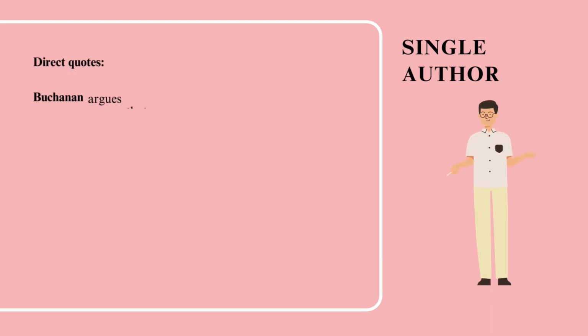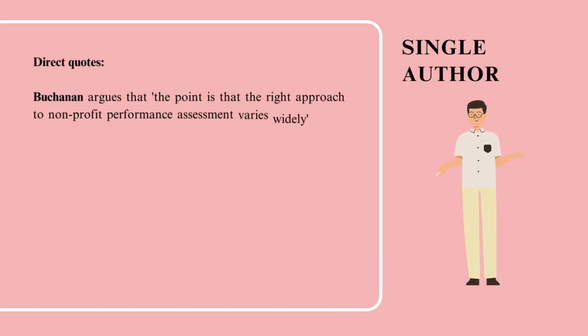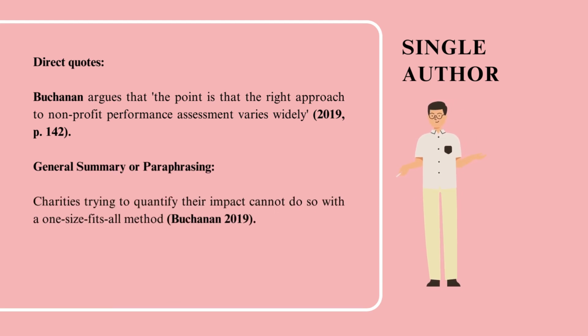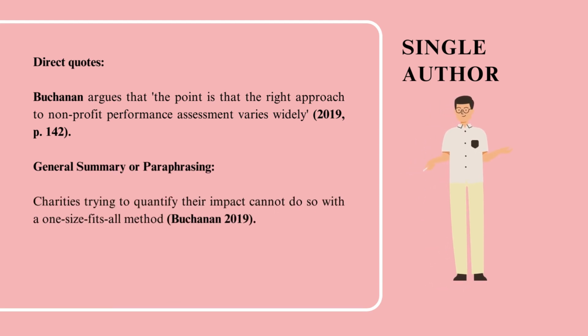Now we will see the case of single author. Here in direct quote, the author's last name will be written at the beginning of sentence, and at the end there will be year, page number. In paraphrasing, it will be at the end of sentence with author's last name and year in brackets.